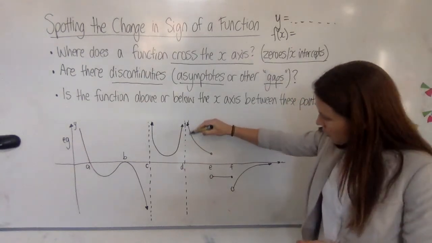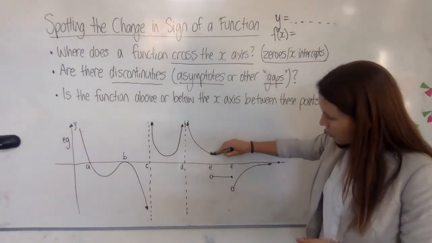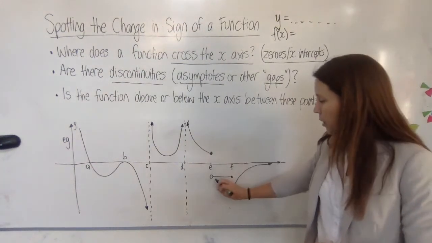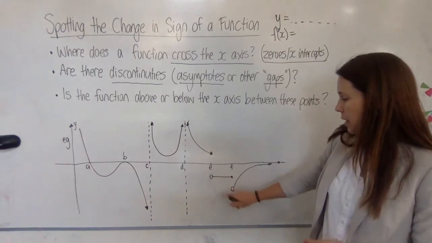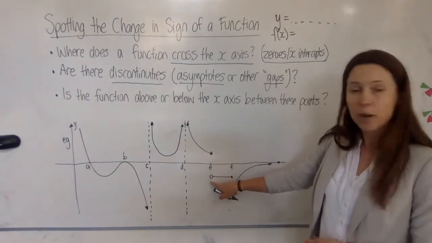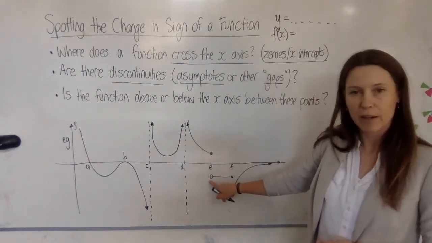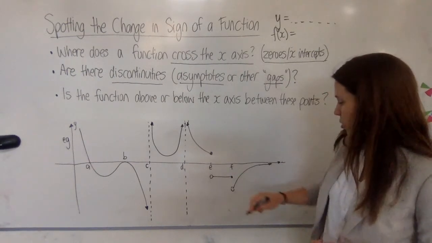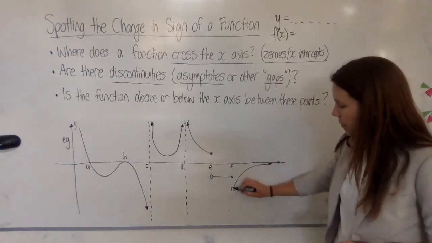For example, this section here comes down and stops with a closed circle on this point, where x equals e. But below here, we continue on as x gets bigger than e, with an open circle showing that that point there is not part of the function, but from there on, it will head along this way in a straight line. We've got another gap here.